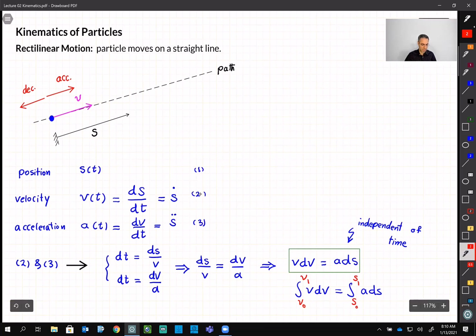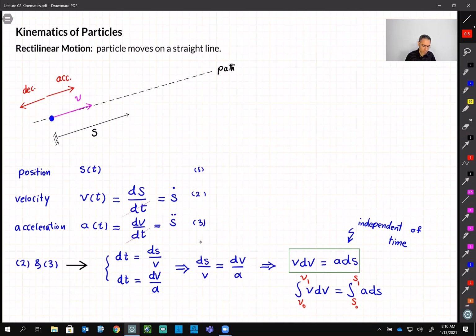So you learned what happened: 1 is position, s, 2 is velocity, which is the derivative of position with time, and 3 is acceleration. We combine 2 and 3. In other words, what we did with 2 and 3 is get rid of dt, and we get to this nice formula, which can help us later to solve some problems. So let's call this formula number 4, so later when we use it, we know which formula we are talking about.